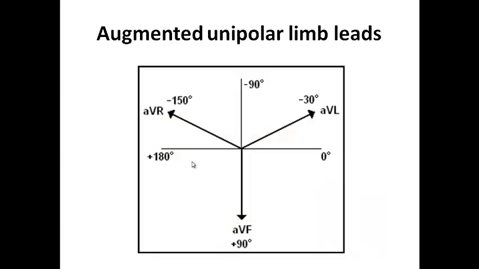If we want to see where each lead is pointing, we can see that AVL is pointing at the left arm, and so its degree at this point is minus 30 degrees, as we said that the upper half of the circle shows degrees in minus. AVR is pointing towards the right arm, and so its measurement is minus 150 degrees, and AVF is pointing towards the left foot, and so its degree is plus 90 degrees. So these are the positive poles of the unipolar limb leads.